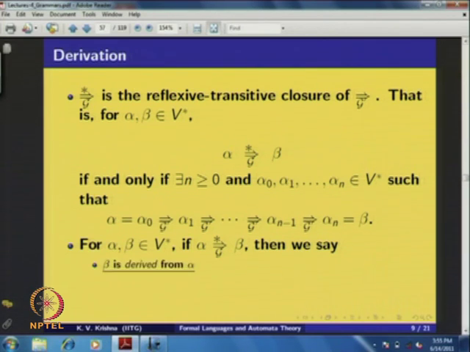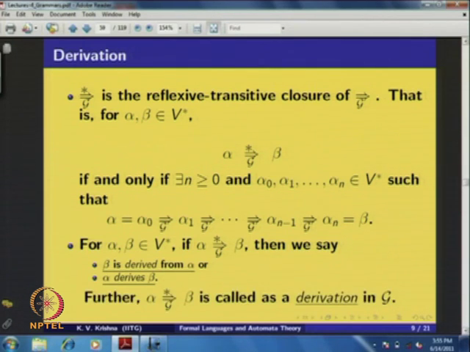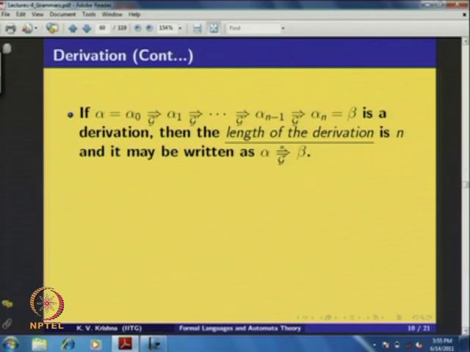Now, for alpha, beta, if these two are related through this reflexive transitive closure relation, that means through finitely many steps you can get beta from alpha, then we say beta is derived from alpha, or you can say alpha derives beta. Further, this expression alpha gives beta in finitely many steps is called a derivation in G. The notion of derivation is introduced here formally.